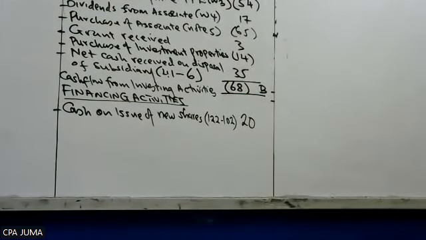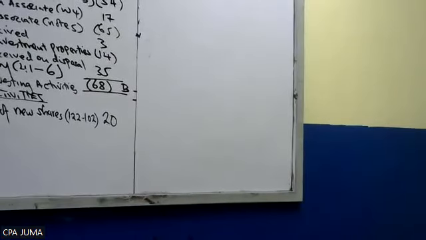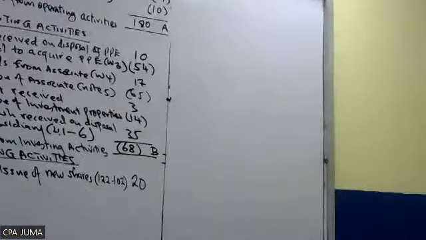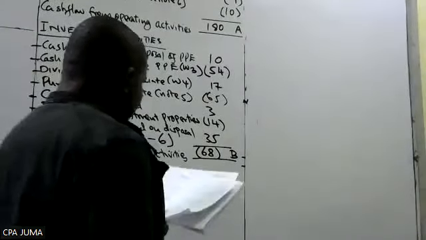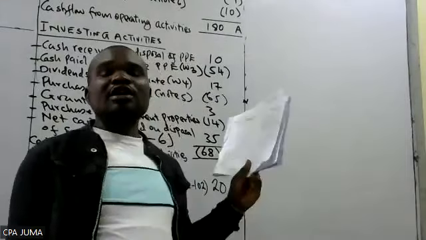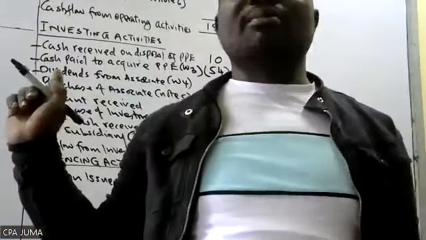After share capital, go to the next item. For the remaining items, I will have to do a working, to avoid time wastage. The next item is retained earnings. In cash flow, we utilize retained earnings to determine dividends paid to the members of the parent company. So that is a working.